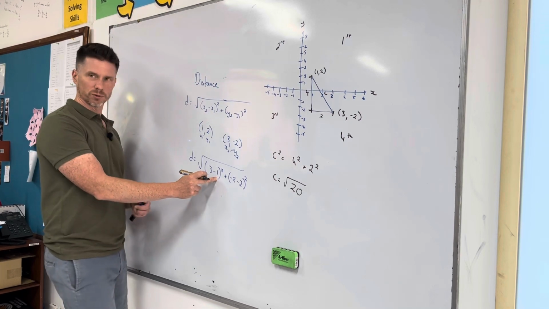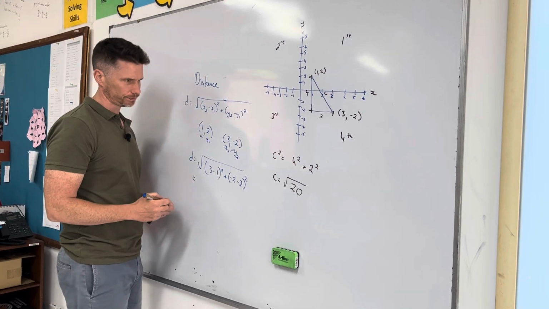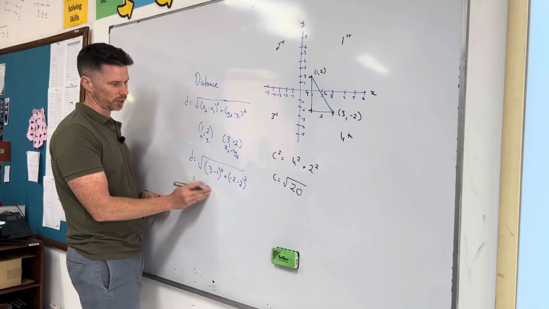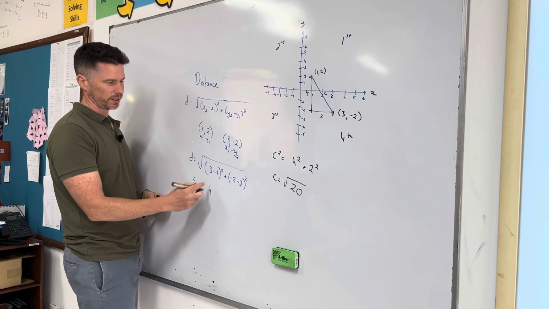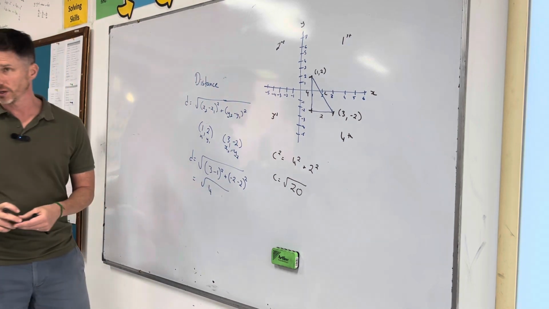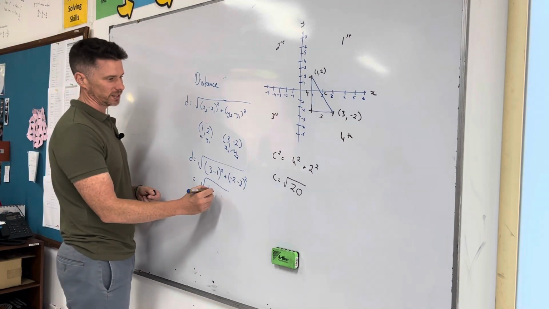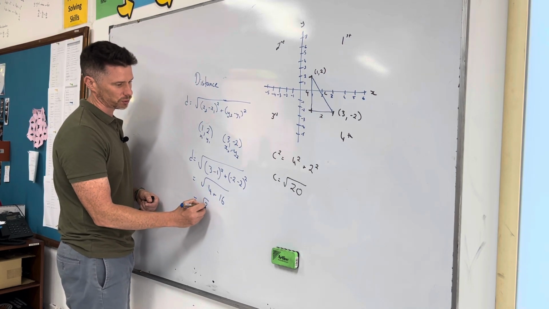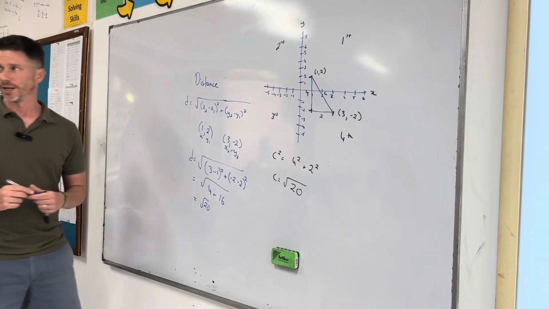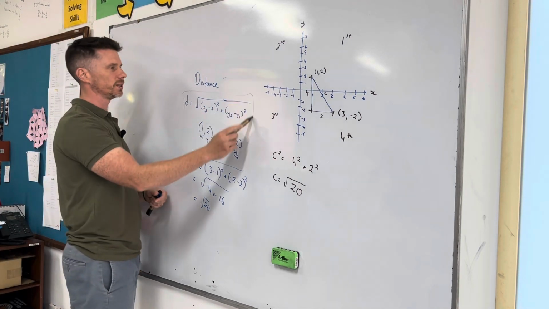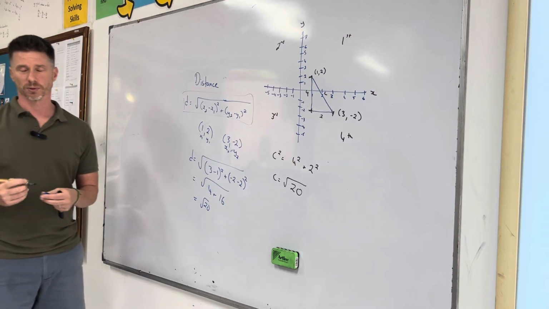3 minus 1 gives 2. 2 squared is 4. This gives 4. And minus 2 minus another 2 is minus 4. Minus 4 squared is 16. So we get the same answer if we do the formula. The formula is just Pythagoras' theorem. So this will be given to you in the formula booklet at the start of your exam.